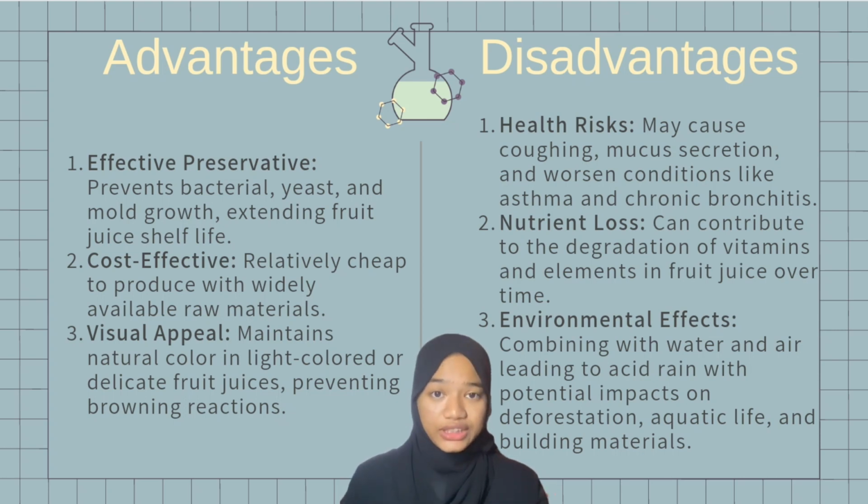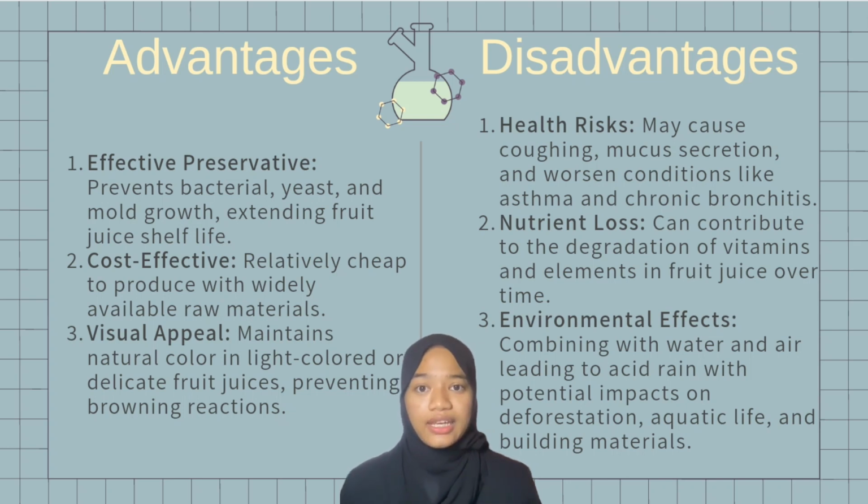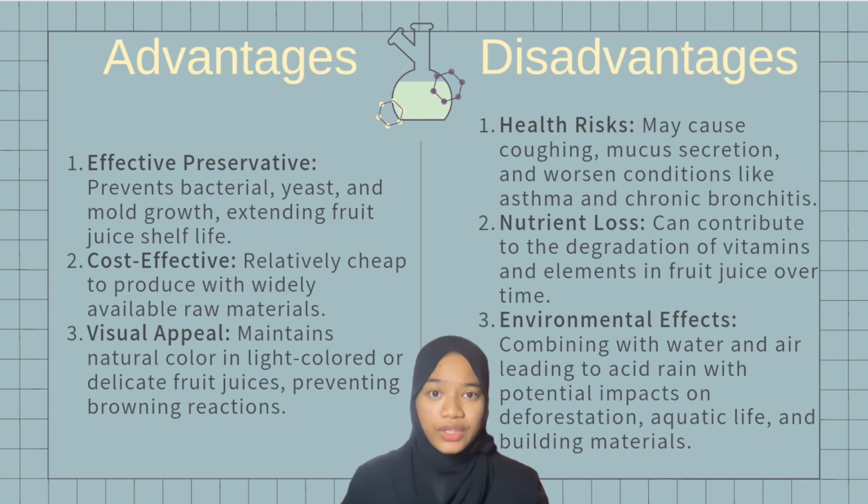For the disadvantages, it may cause coughing, mucus reaction, and bronchial conditions like asthma and chronic bronchitis. Not just that, it's also known for nutrient loss because it can contribute to the degradation of vitamins and elements in fruit juice over time. Lastly, it can affect the environment when combining with water and air, leading to acid rain with potential impacts on deforestation, aquatic life, and building materials.